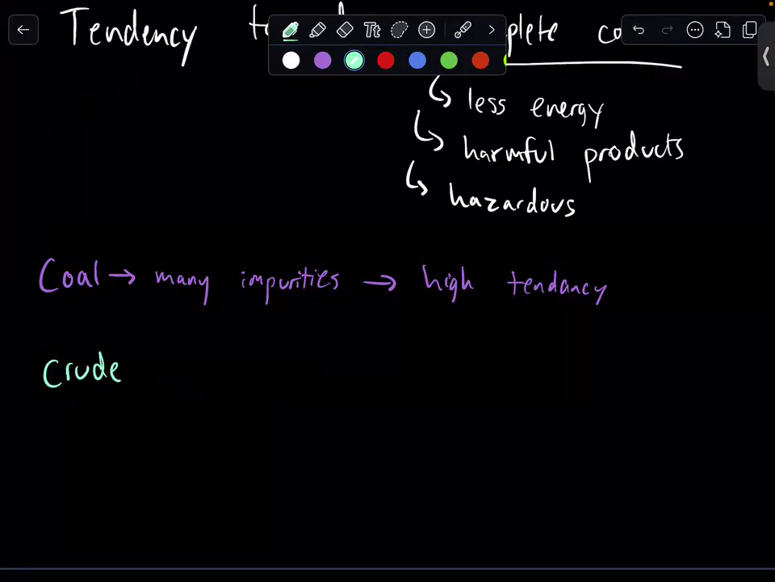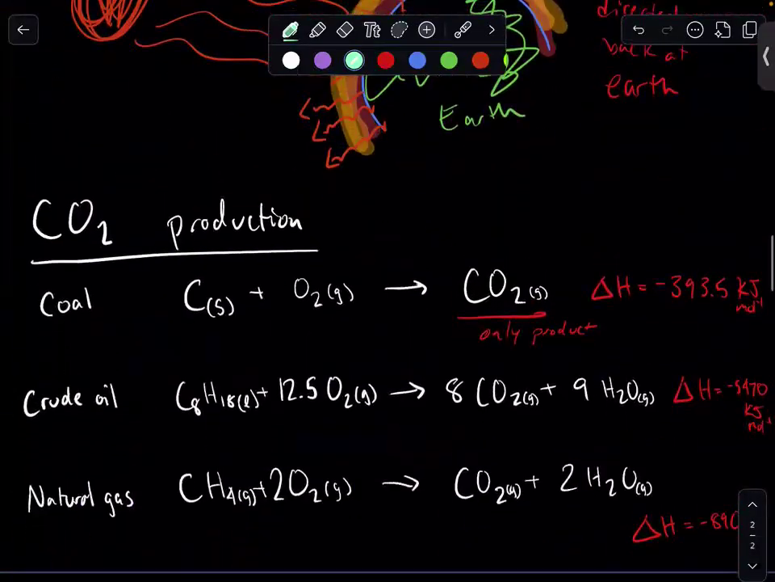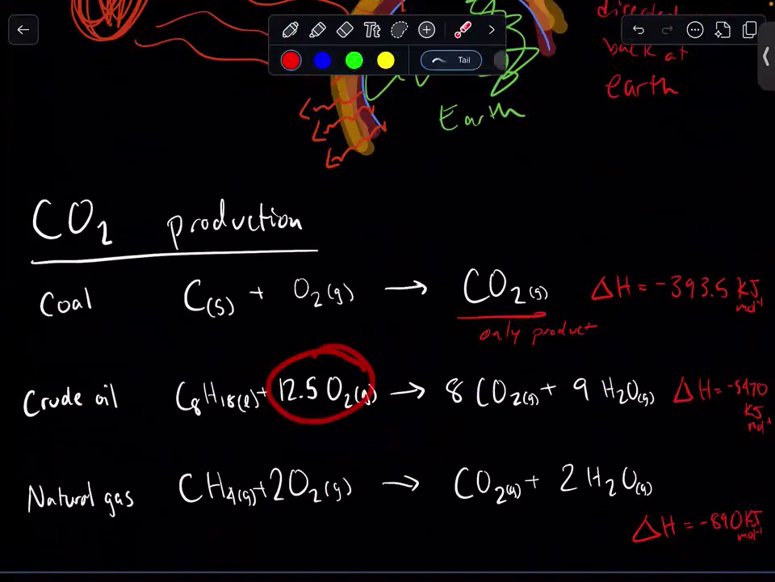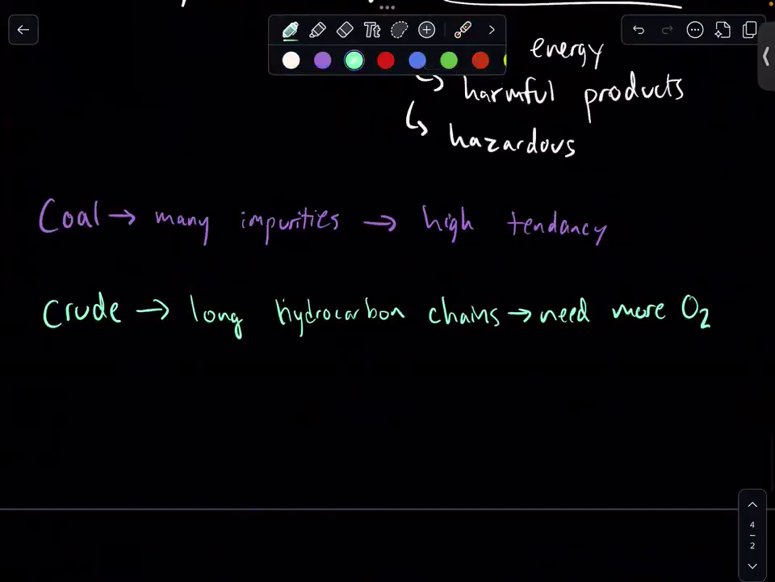Crude oil is definitely better. It has those long hydrocarbon chains, and those chains need more oxygen. If you notice in our reactions up here, all the way at the top, we just generally need a lot more oxygen than we do in coal or natural gas to combust the crude oil. And because we need so much more oxygen, quite often that leads to some tendency to incompletely combust.